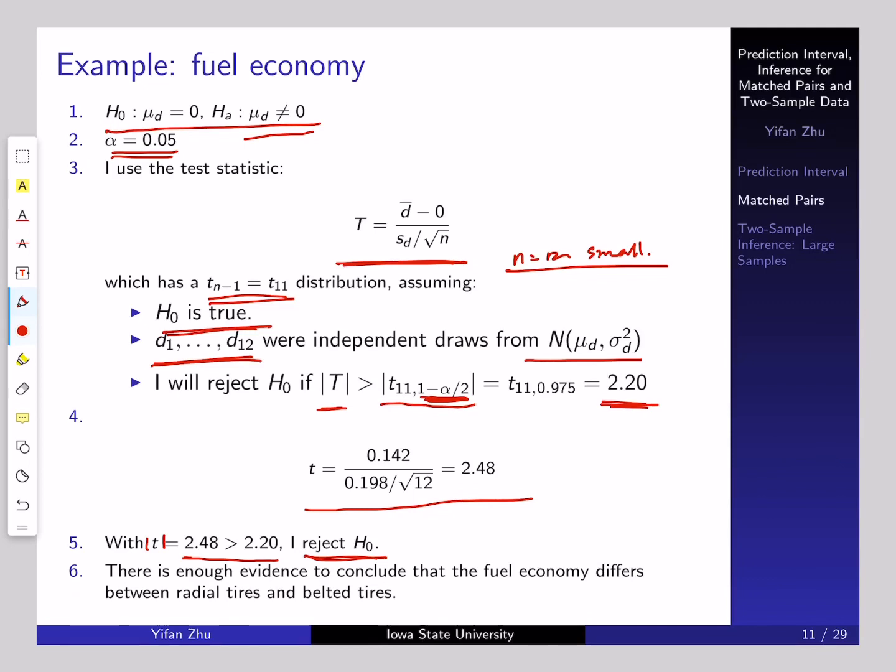So we say that there is enough evidence to conclude that the fuel economy differs between radial tires and the belted tires. There's enough evidence for the alternative hypothesis.